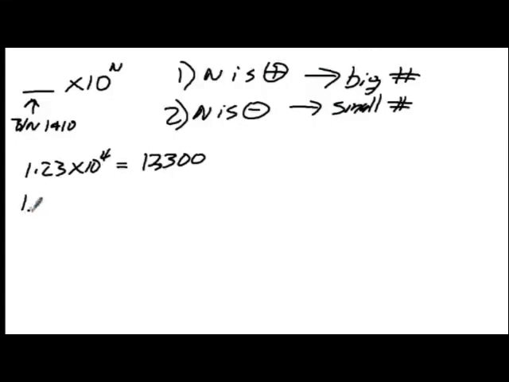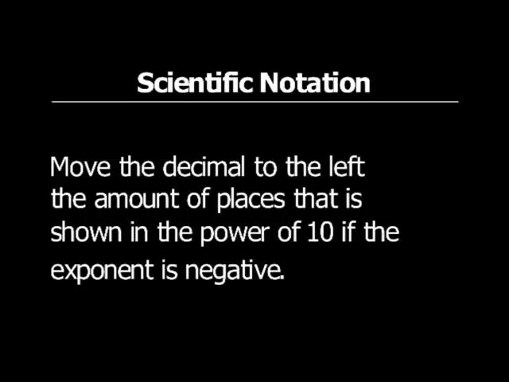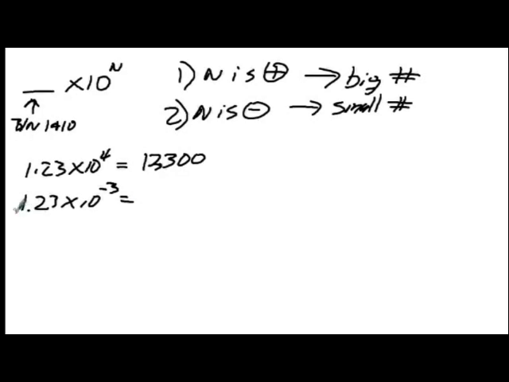Let's do one of a small number now. What if we had 1.23 times 10 to the negative 3? Small number. That's what a negative exponent on the 10 means. So that means you would have to move the decimal place 3 places to the left to make it smaller. So we would move it 1 place to the left, and we still have 2 more places to go. So you would have to put 2 zeros in front of it. So it looks like 0.00123.